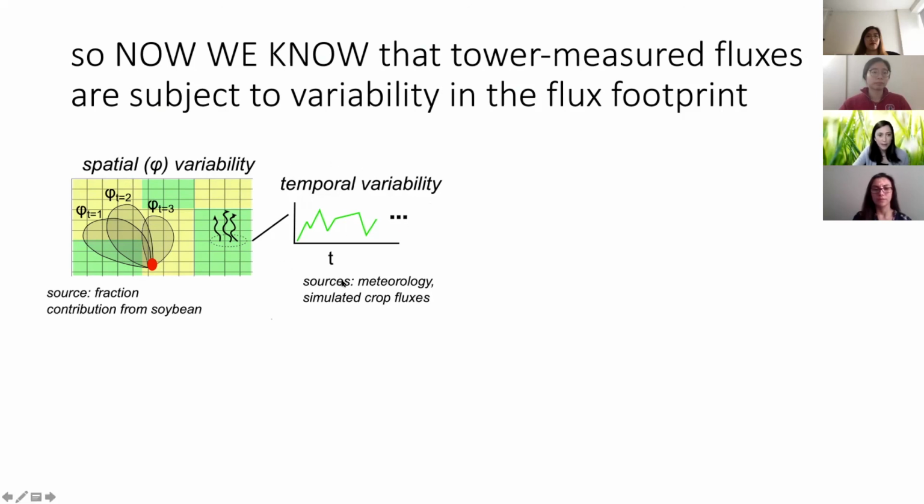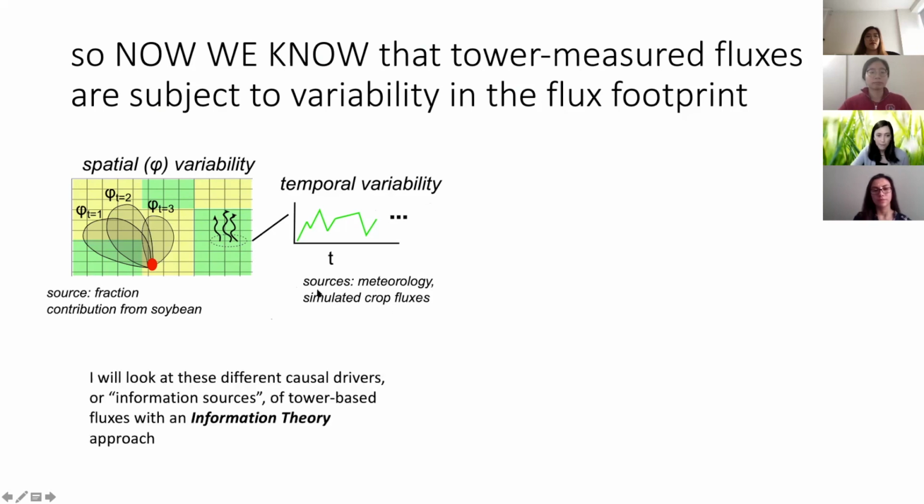The next aspect that I'm going to look at is what I'm going to refer to as temporal variability. This is the variability at a single location in time. This could be meteorologic variables like radiation, vapor pressure deficit, or temperature, or it could also be our ML-CAN simulated crop fluxes. So I'm going to look at these 2 different aspects as causal drivers or information sources of tower-based fluxes.